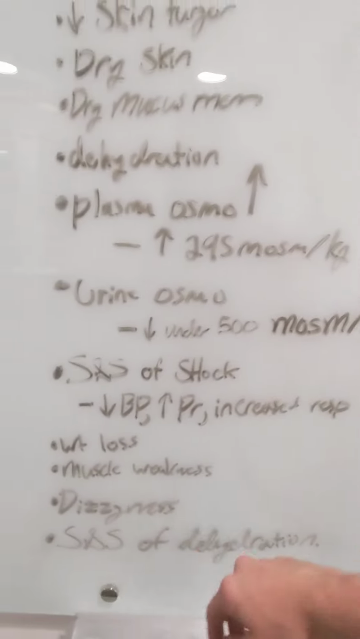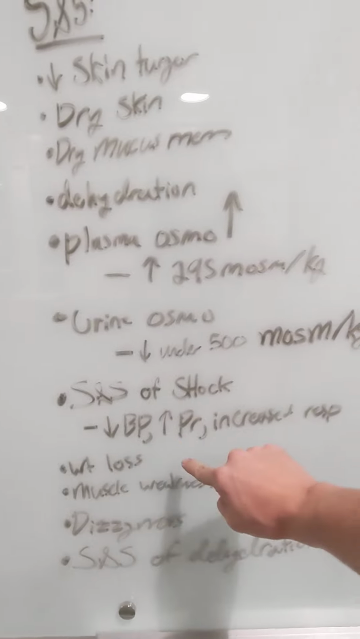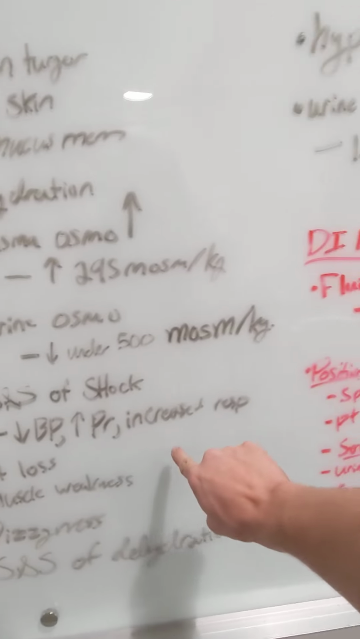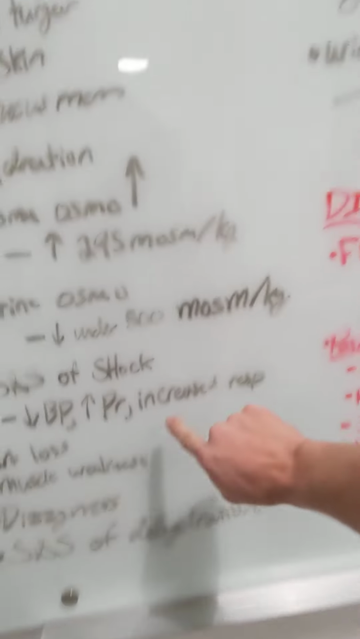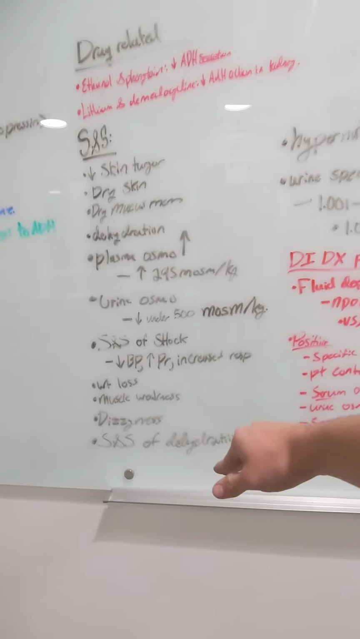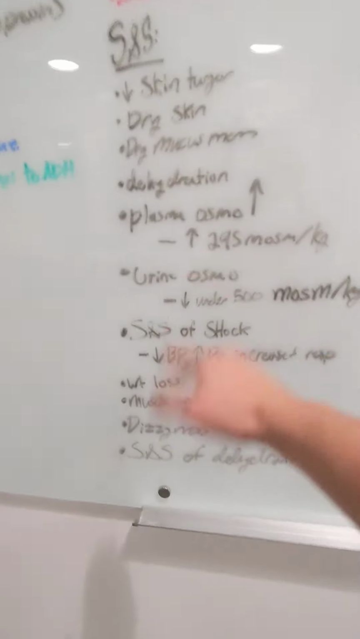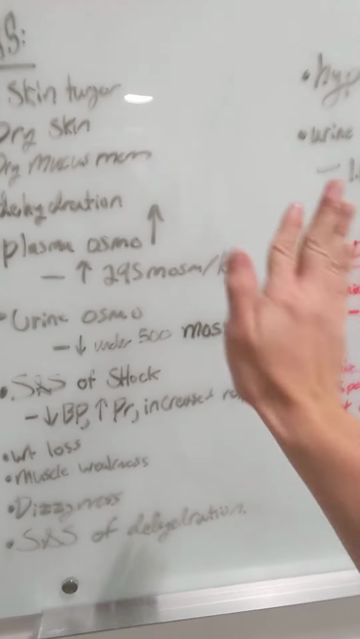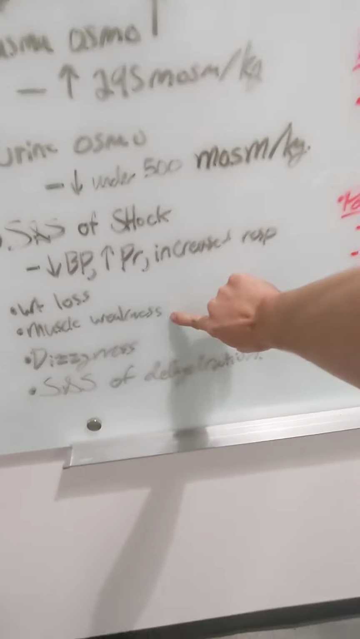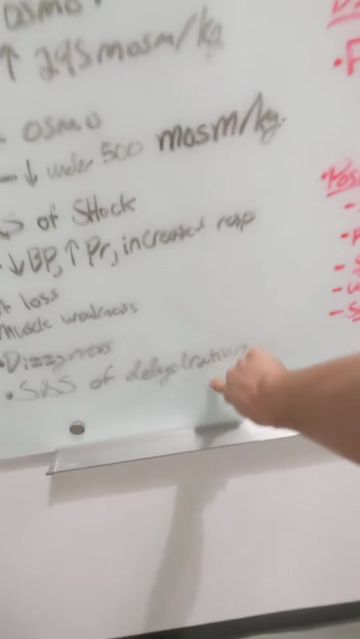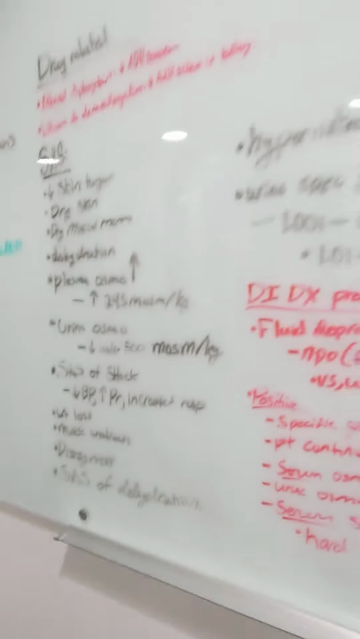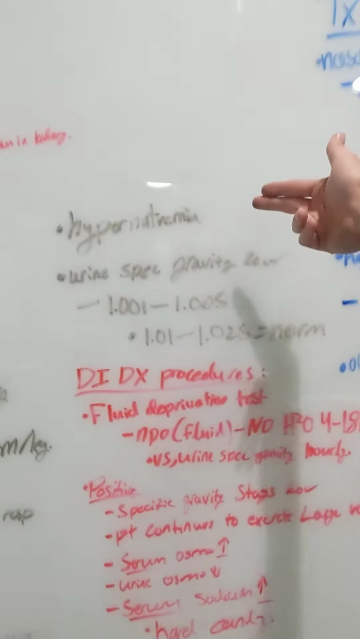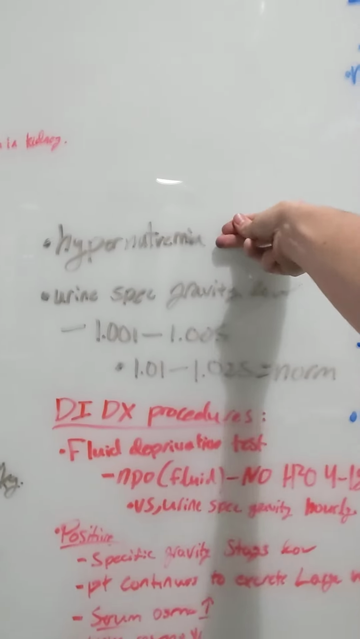Signs and symptoms of shock: we're going to have an increased blood pressure, increased pulse rate, and increased respirations. Now, this is all for diabetes insipidus. So they're going to have a lower blood pressure, but an increased pulse rate and an increased respiratory rate. We're going to see weight loss, muscle weakness, dizziness, signs and symptoms of dehydration, which is basically the same as shock. Hypernatremia, that's too much sodium in the body.